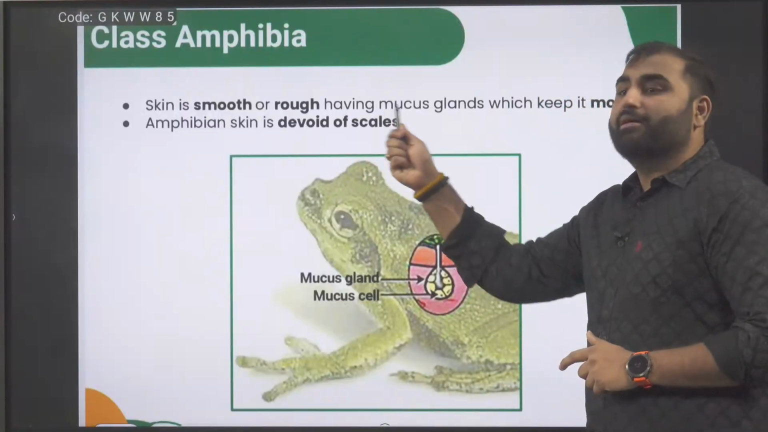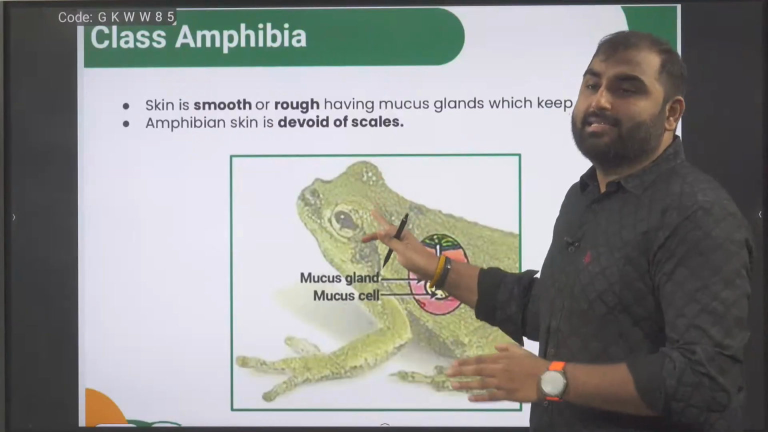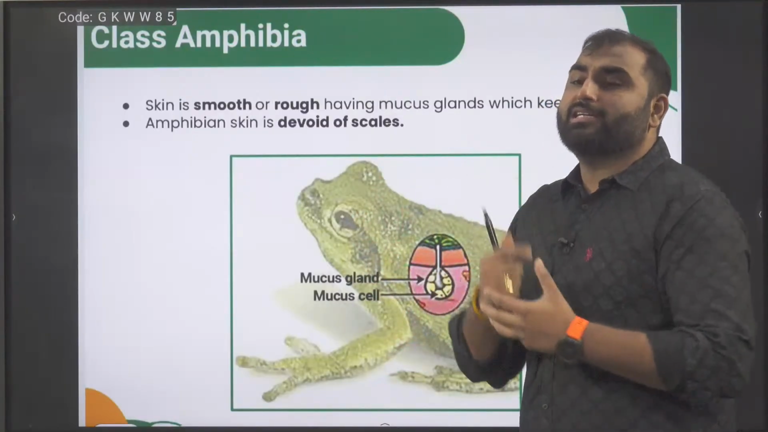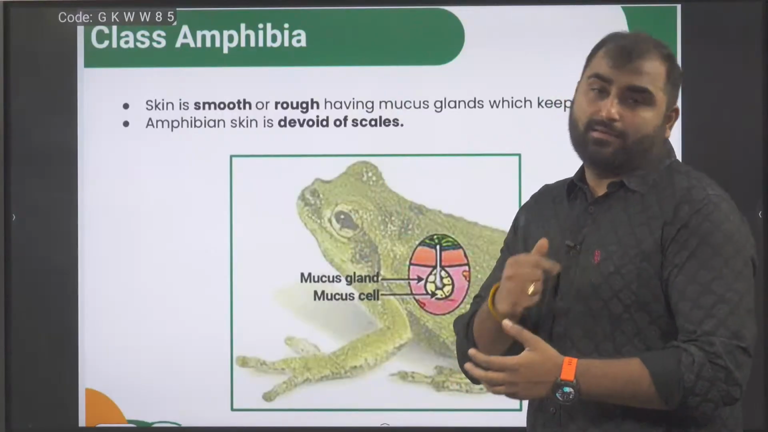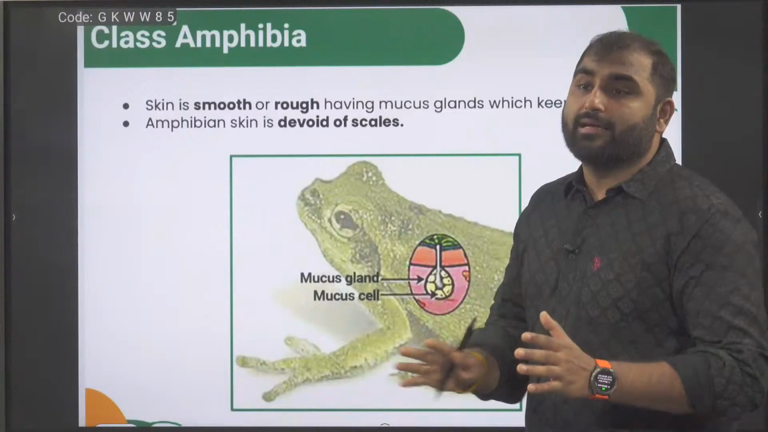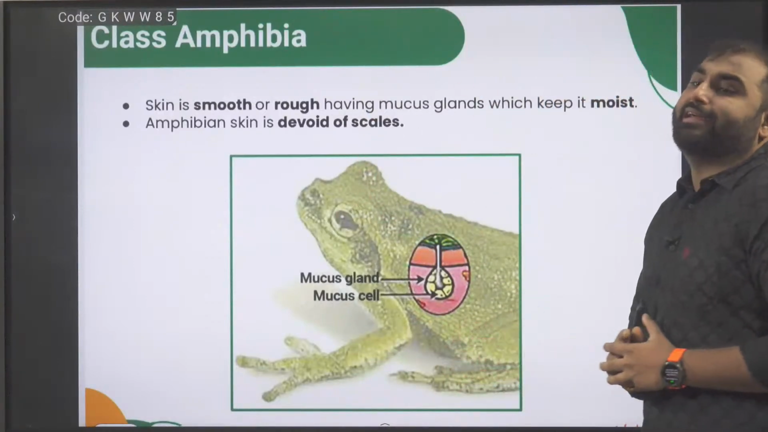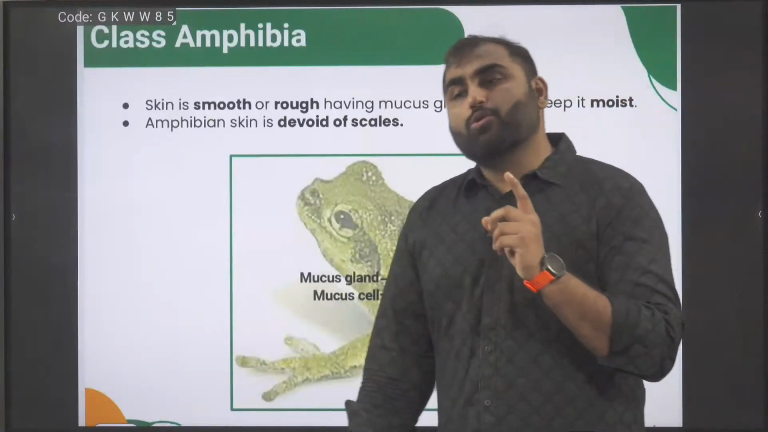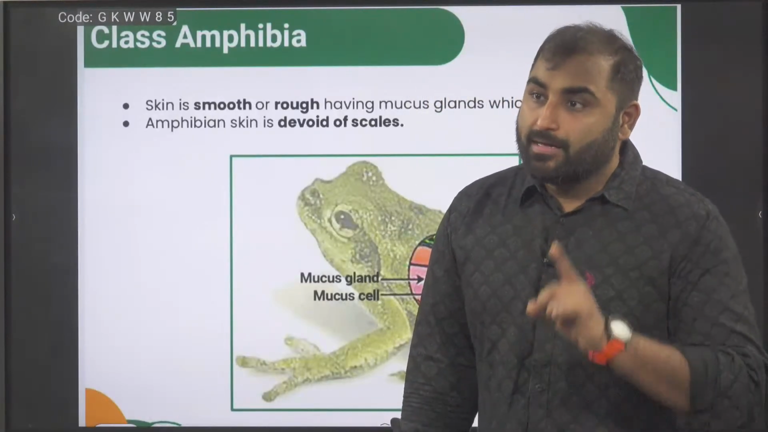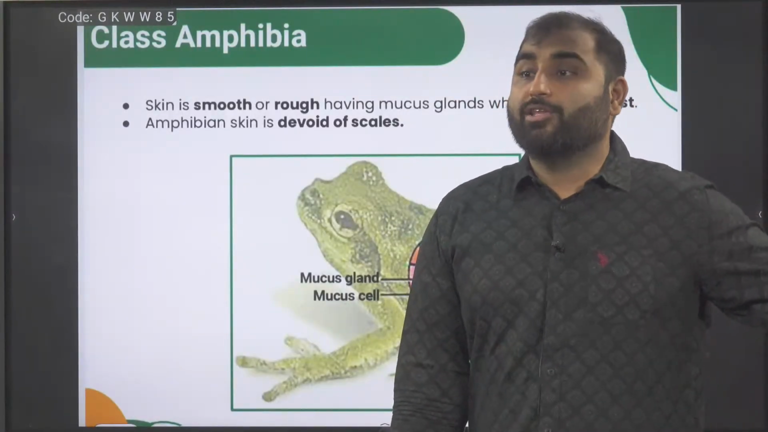Next, amphibian skin is devoid of scales. Scales are absent. Why would they keep scales? Since they are doing respiration through their skin, that's why the scales are absent. So scales are missing, devoid, because they are doing cutaneous respiration. However, there is one exception which has scales in Amphibia, that is Ichthyophis.